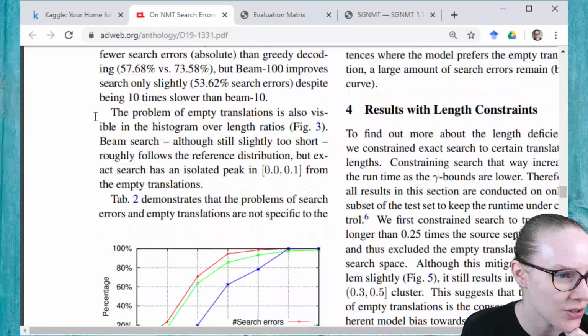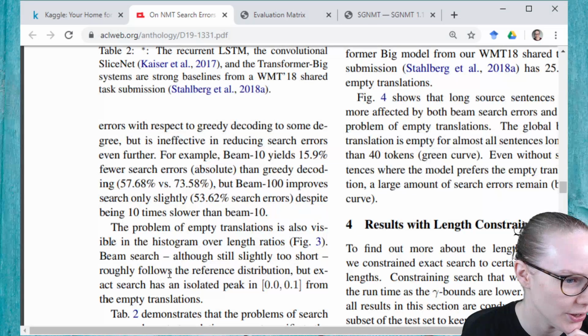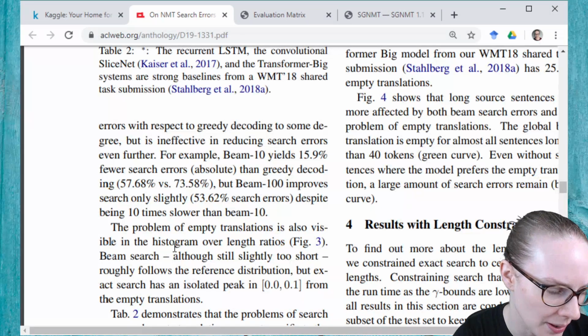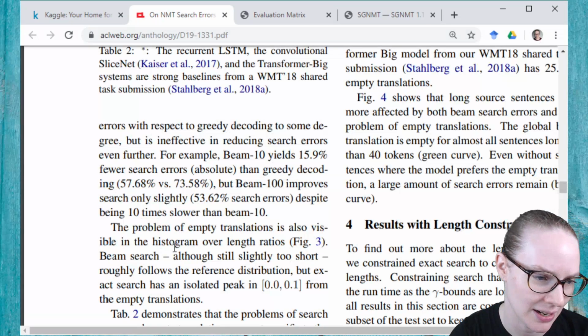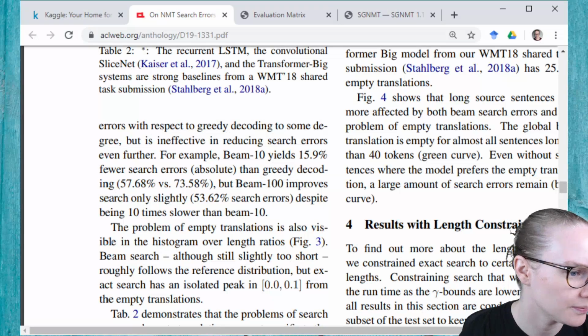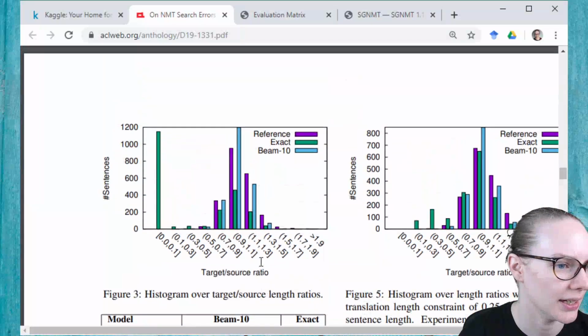The problem of empty translations is also visible in the histogram over length ratios, Figure 3. Beam search, although still slightly too short, follows roughly the reference distribution, but exact search has an isolated peak at 0.001 from the empty translations. So let's look at this one. This one's 3.